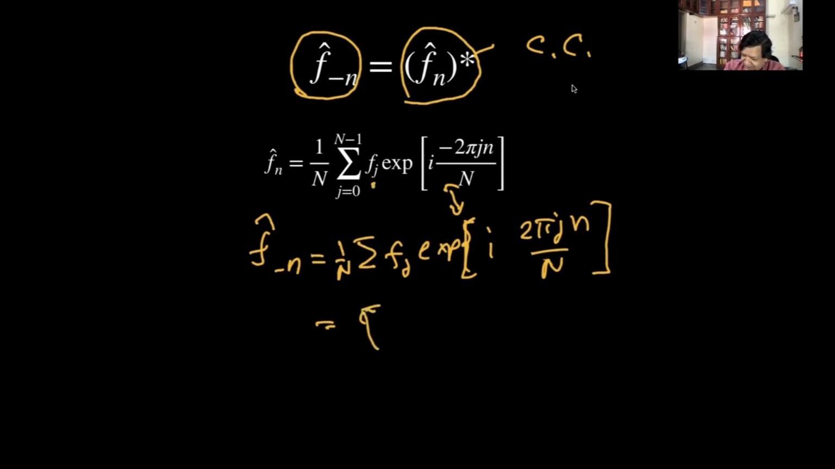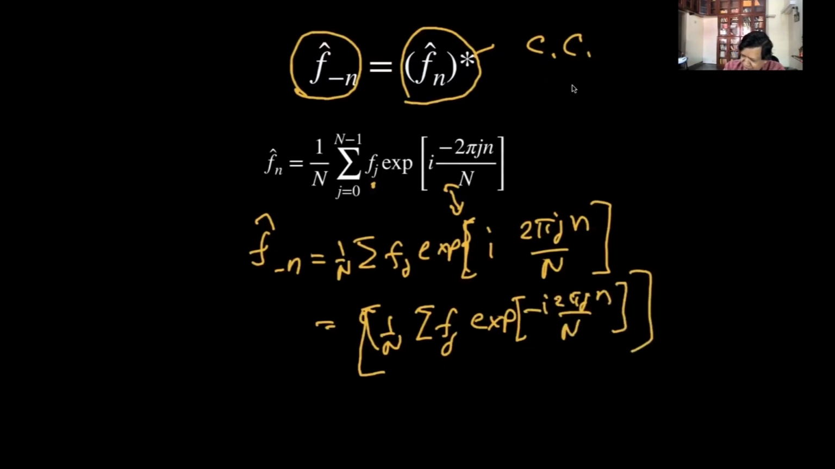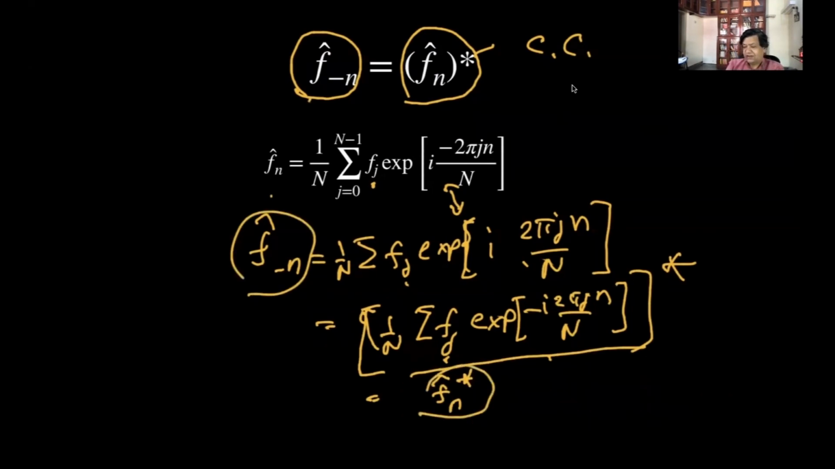So I rewrite the inside as f_j times exponential, and I put a minus sign inside, and put a complex conjugate on top. So the complex conjugate of this is that, and the complex conjugate of f_j is itself, so no problem. Inside the bracket, what is this quantity? It is f hat at n, so f hat at n star. So f hat at minus n equals f hat at n star. This is an important property. Your Fourier transform must satisfy it. If you compute it, you must get this.